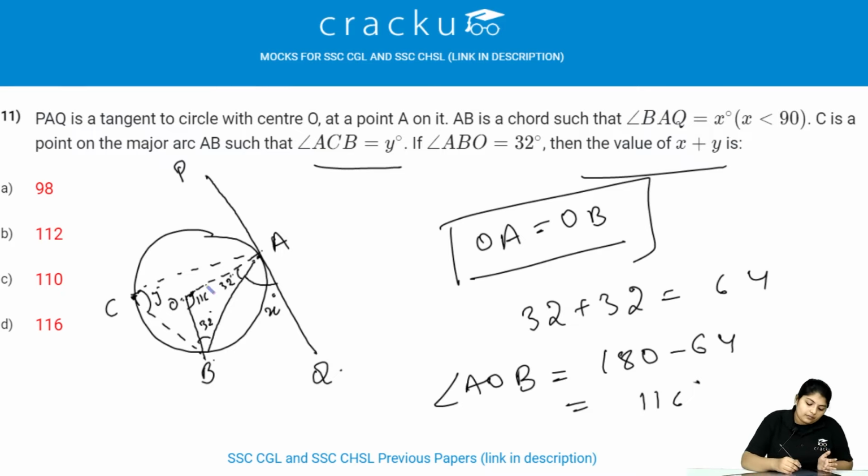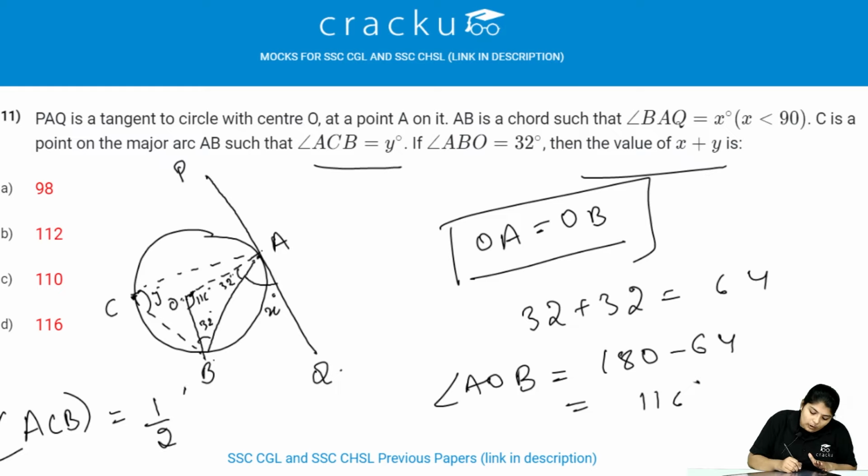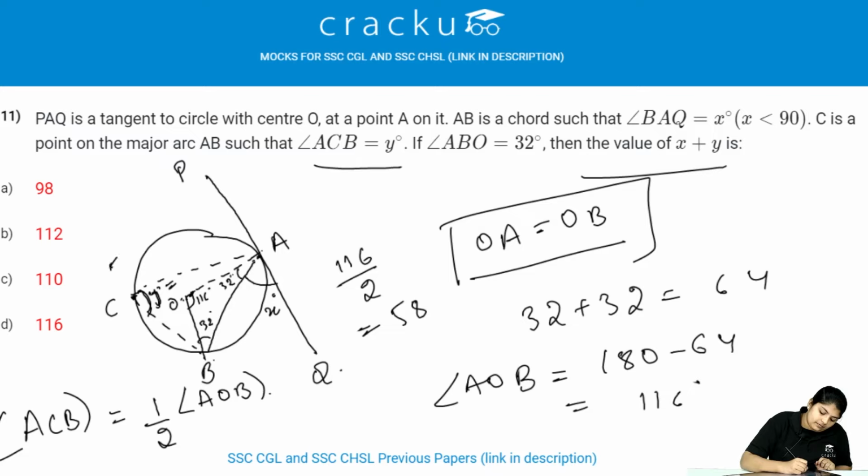Now look at here. Angle ACB is equal to half of the value of angle AOB. Therefore, the angle C, that is y, is equal to 116 by 2, that is 58 degrees. Now we have to find the value of angle x.